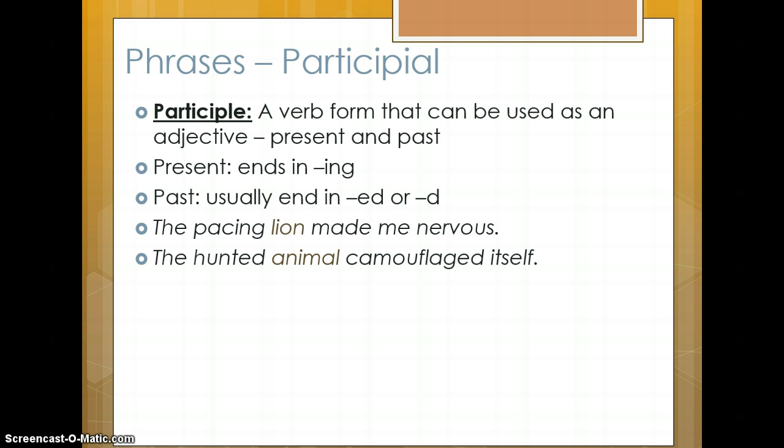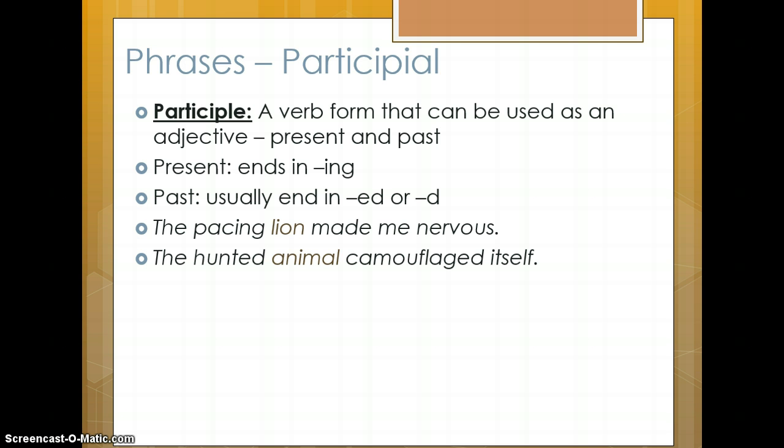Third type of phrase, this is probably the most complicated of all of the 5 phrases. It involves something called a participle. Participial phrases involve a participle. A participle is a verb form. It's used as an adjective. So in the last PowerPoint, we had nouns acting as adjectives. Now we have verbs that can act as adjectives. They're called participles. There's 2 types, present participle and past participle.